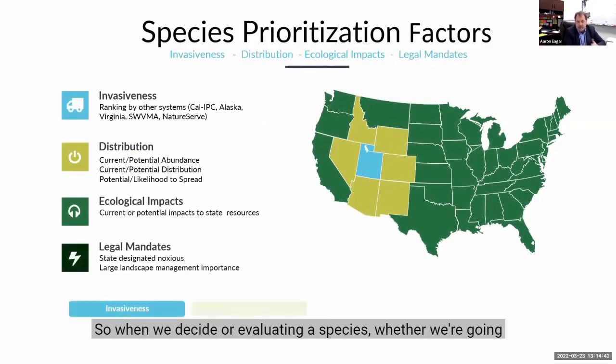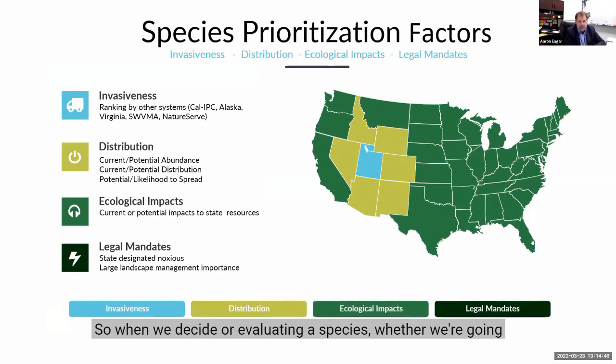So when we are evaluating a species, whether we're going to list it or not list it, whether it's going to be a regulatory action, all the way from seed to our nursery program across the entire state, we really need to be able to see invasiveness, distribution, the ecological impacts, and then what the potential legal mandates are. And not only in the state of Utah, we've got to be able to look at the states that are surrounding us to see what's coming our way and how long till it can potentially get here. And so we use the EDDMapS platform extensively in helping us determine how we're going to list and regulate species.